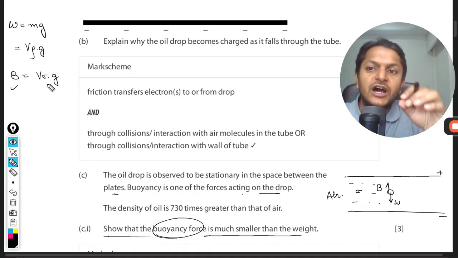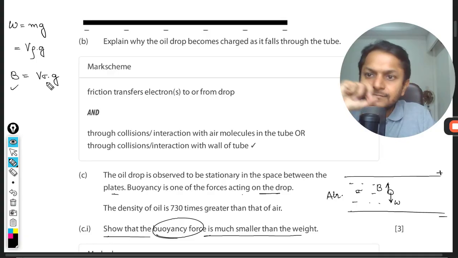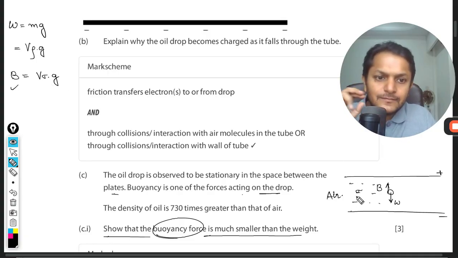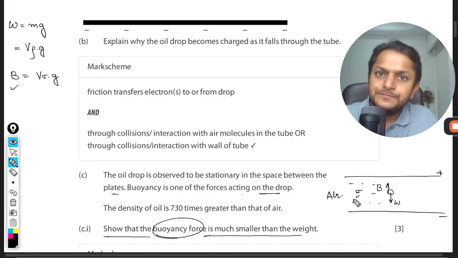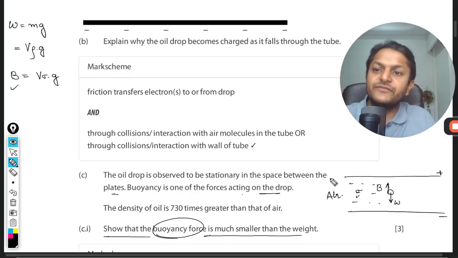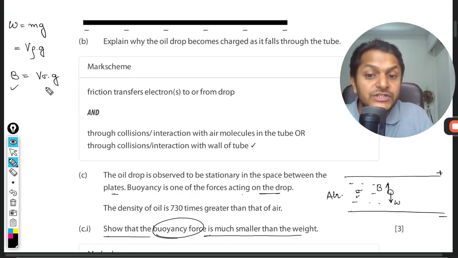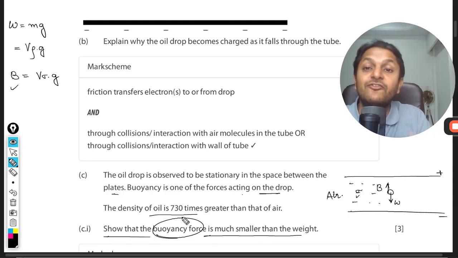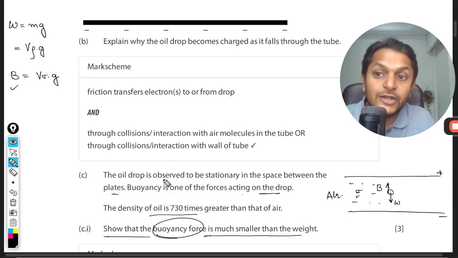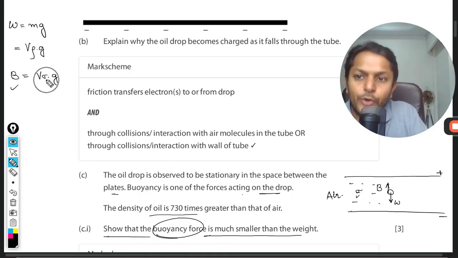So the buoyant force is written with V as the total volume which is sinking, sigma is the density of the medium, not the oil drop. It is the density of air, the medium in which the drop is falling, and then gravity. Now it is written that the density of oil is 730 times greater than that of the air. So you can just write V times g times 730 times sigma, and this will be V sigma g.